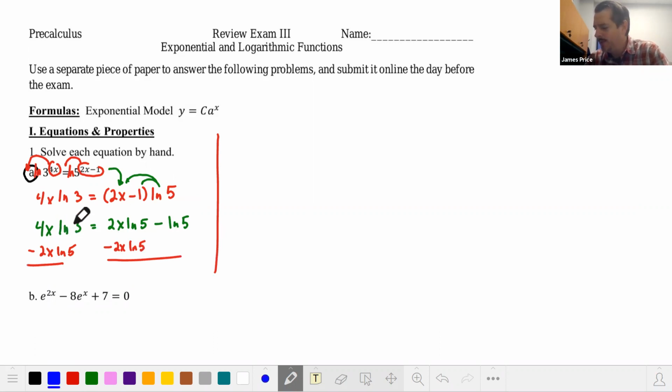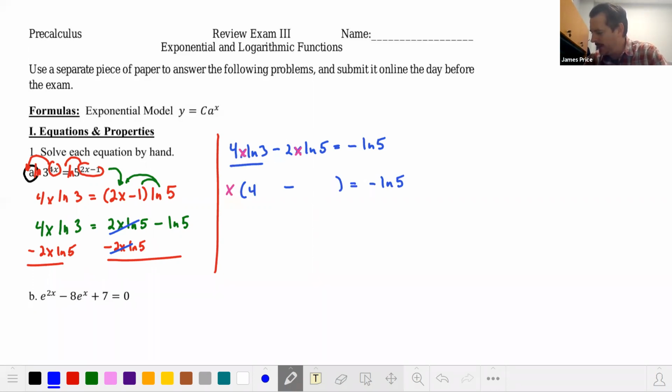And so what do we get? Well, we get this 4x ln of 3 minus a 2x ln of 5 on the left, equal to, on the right, these are going to cancel, and we just have negative ln of 5. And then finally, to get x by itself, we realize we can just factor it out. So pull this x out, and then we have something minus something equal to negative ln of 5. And then what are the somethings? Well, what goes here times this is that. And of course, that's 4 ln of 3. And then what goes here times this is that right there. And of course, that's 2 ln of 5.